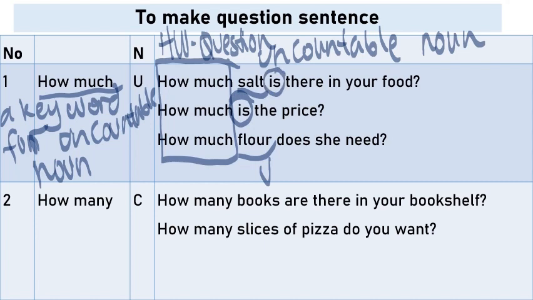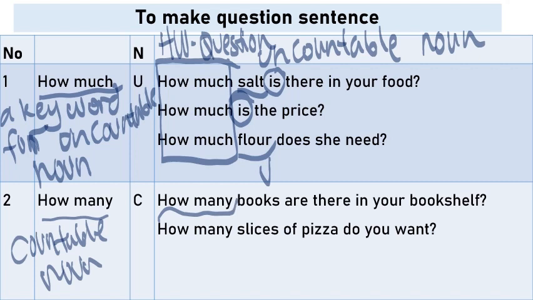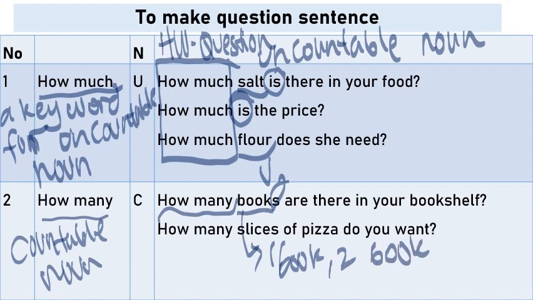Number 2. How many is a keyword for countable noun. For example, how many books? Books, you can count 1 book, 2 books, and etc. How many books are there in your bookshelf? How many slices? Slices, you can count 1 slice of pizza, 2 slices of pizza.